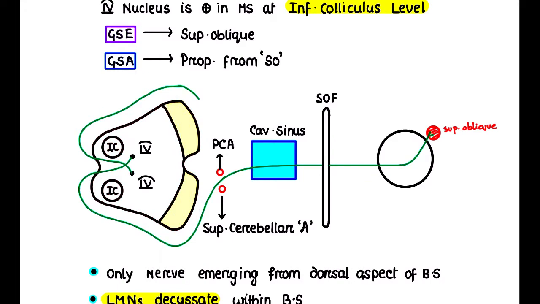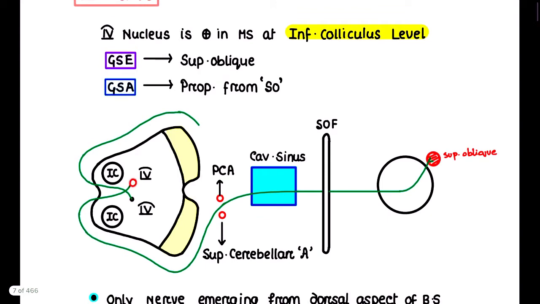Now where are these present? They are present close to the inferior colliculus level. Talking about the column, they are present in the general somatic efferent column. If you remember, the general somatic efferent column consists of nuclei supplying the extraocular muscles and the hypoglossus, the one supplying the tongue.